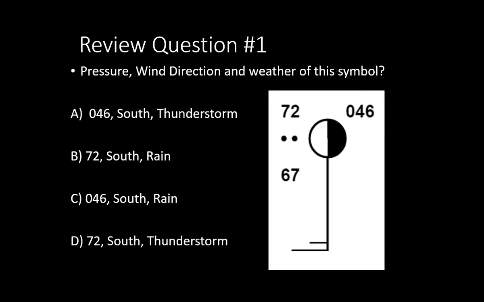Thank you so much. The answer is going to be letter C. Again, it's going to be 46 because 046, the top right number, is the pressure. Wind direction is where the line points. That's going down. That's south. And weather are the dots on the left. That's going to be the rain. The rain, right? So again, that is the correct answer for that.